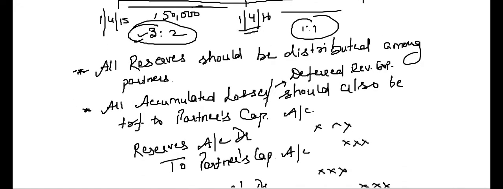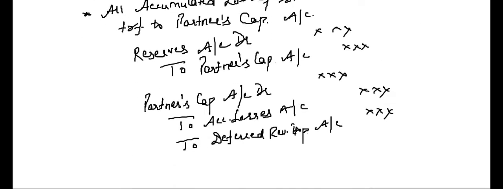Afterwards, when you have changed the profit sharing ratio, after that do whatever you want to do. Create reserves, create accumulated losses, deferred revenue expenditure, whatever you want to show in the balance sheet, show. To avoid the conflicts regarding the past profits, distribute everything. Clear? So this is how we will be treating reserves and the accumulated profits and losses.